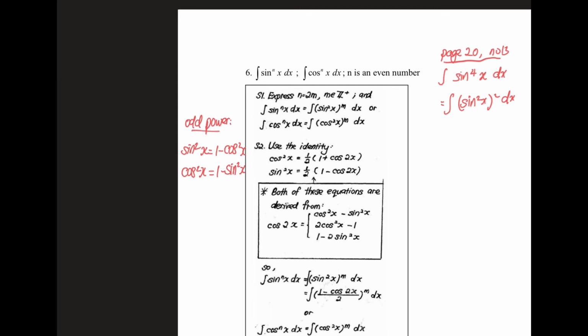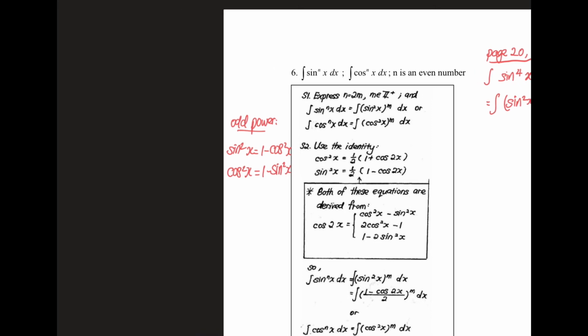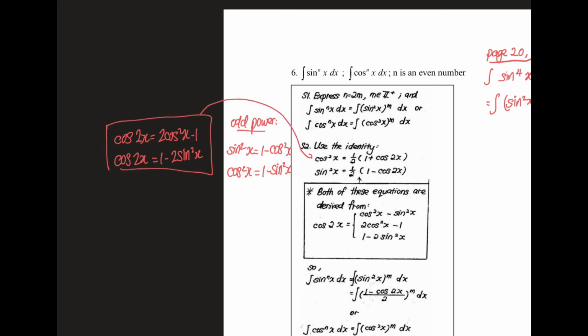Now for even power, the identity that we use is coming from the double angle. So if you are not sure which formula I am talking about, I write it here. It is cos 2x equal to 2 cos square x minus 1, equal to 1 minus 2 sine square x. So it is from these two double angle formulas, and we rearrange them and we get these two. Okay, so we use a different identity for even power.